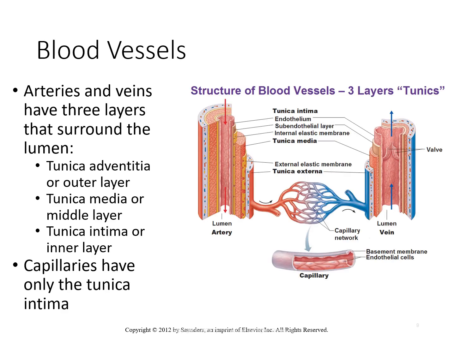The blood vessels. We have arteries and veins, and they have three layers that surround the lumen. We have the tunica adventitia, or the outer layer, the tunica media, or the middle layer, and the tunica intima, which is the innermost layer. Capillaries have only the tunica intima. The lumen is the hollow space through which the blood flows. So think about a vein; that's where it's flowing through.